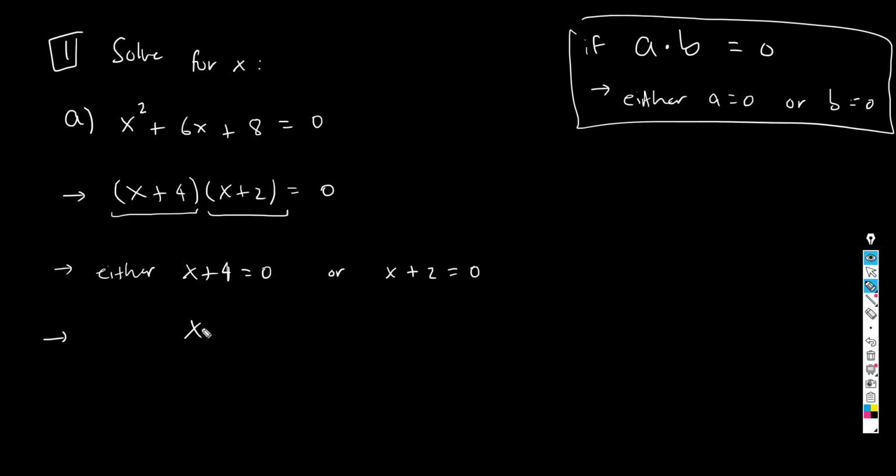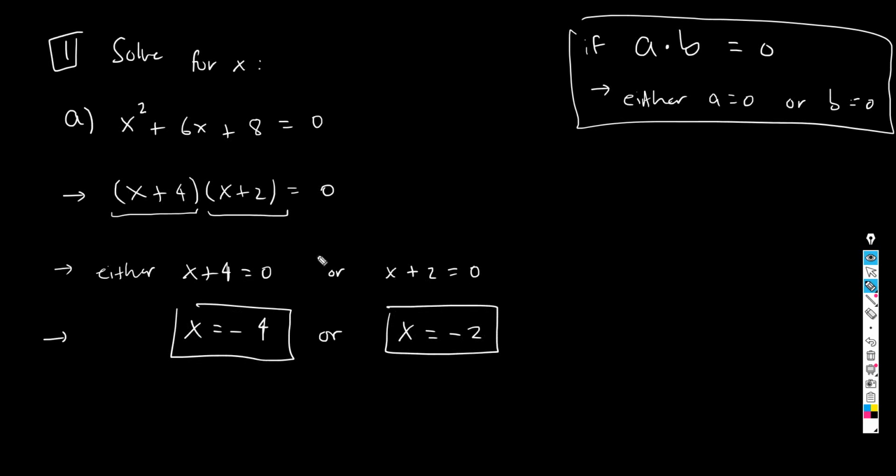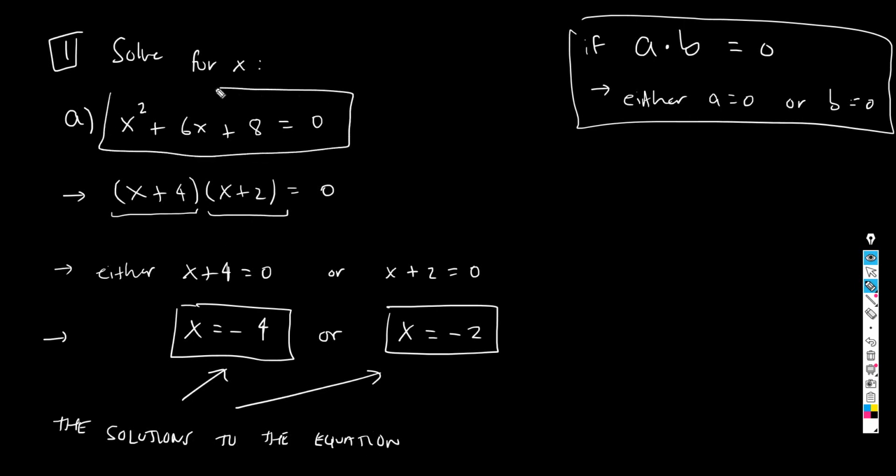So then I have that x is going to be equal to minus 4 by solving this equation, or x is going to be equal to minus 2, right? By isolating the x from these two equations. These are very simple isolations. So we have found these two things, x equals minus 4 or x equals minus 2. And what do these numbers mean? These are known as the solutions to the equation. What equation? The equation that I started with, this equation.